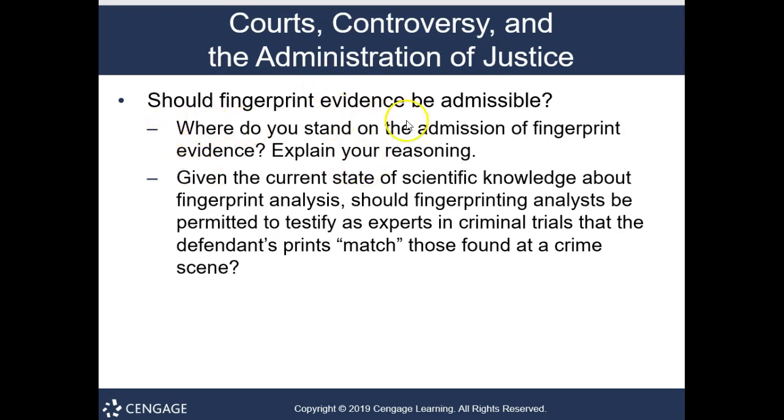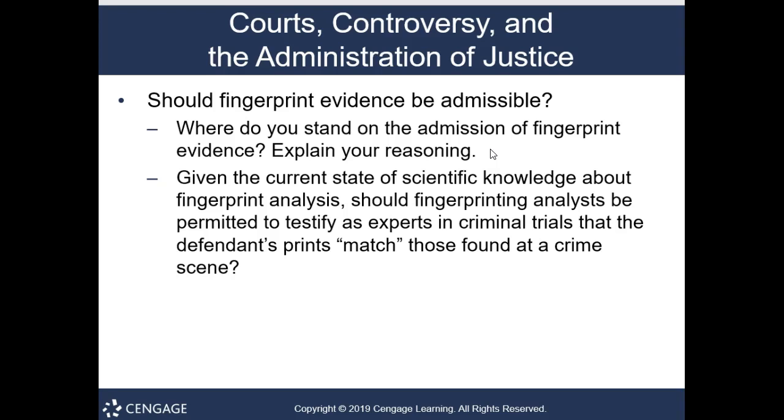All right, courts' controversy in the administration of justice. Should fingerprint evidence be admissible? Well, where do you stand on the admission of fingerprint evidence? One of the reasons that fingerprint evidence is an issue is that there has always been a presumption that every person in the world has a different fingerprint. It just happens that no one has ever been able to prove that two people had the same fingerprint. It's never happened, and we've been using them for over 100 years. So probably it's good.